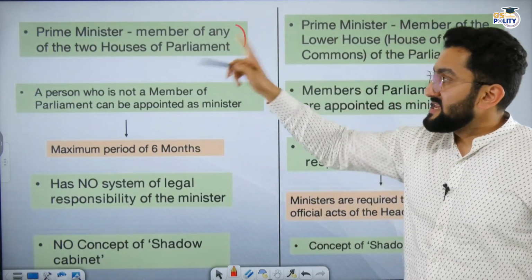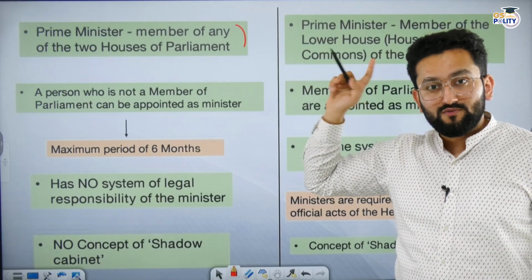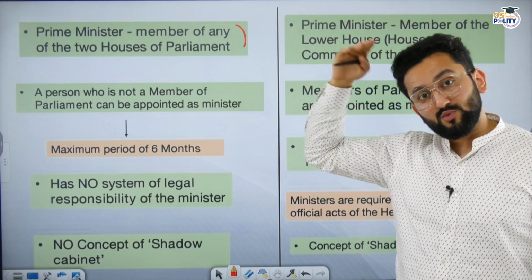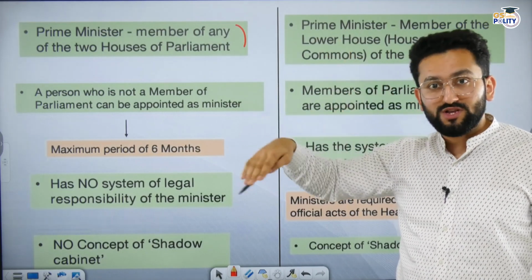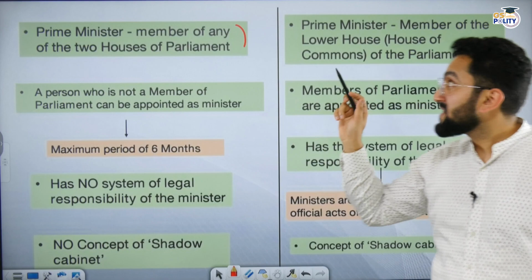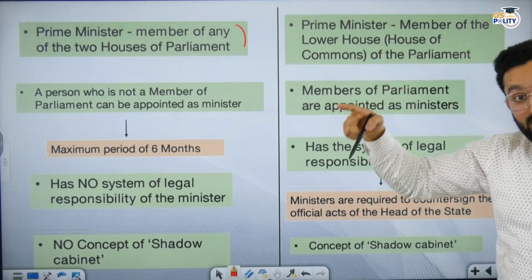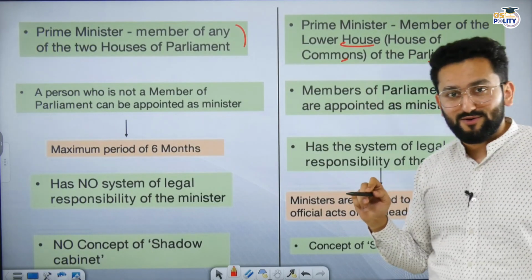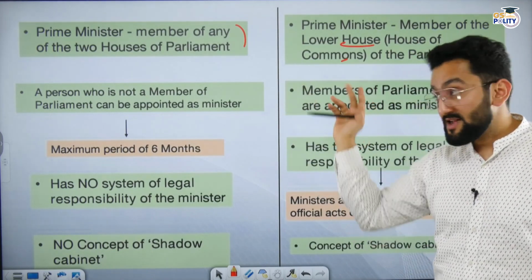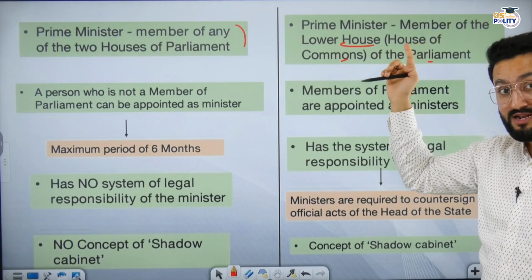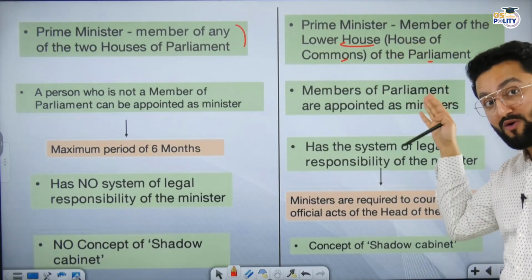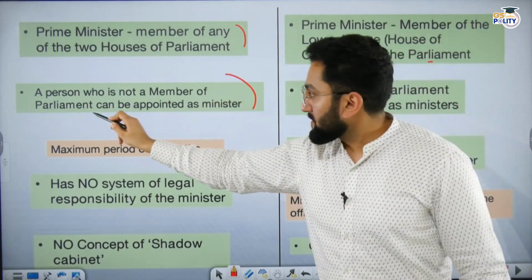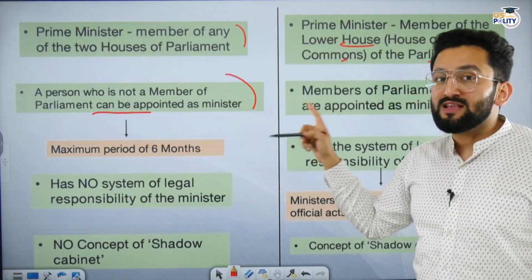Prime Minister: member of any of the two houses. For example, Manmohan Singh ji, when he was Prime Minister, was once part of Rajya Sabha. Modi ji was a member of Lok Sabha. The Prime Minister in Britain is a member of the lower house, the House of Commons. Okay, so there's a difference, right? The Prime Minister in Britain needs to be a member of the House of Commons, the lower house, but in this case can be of any house.